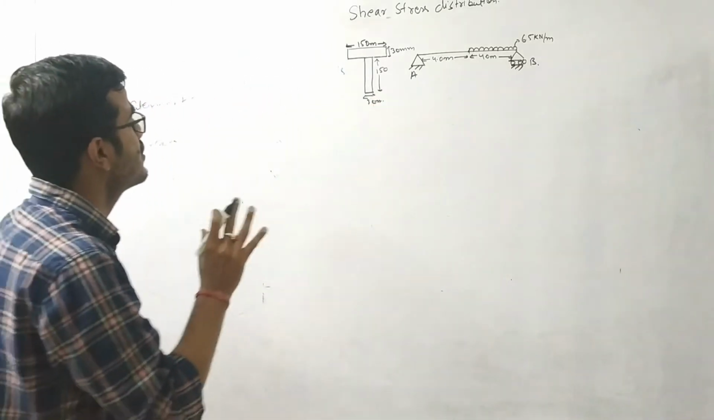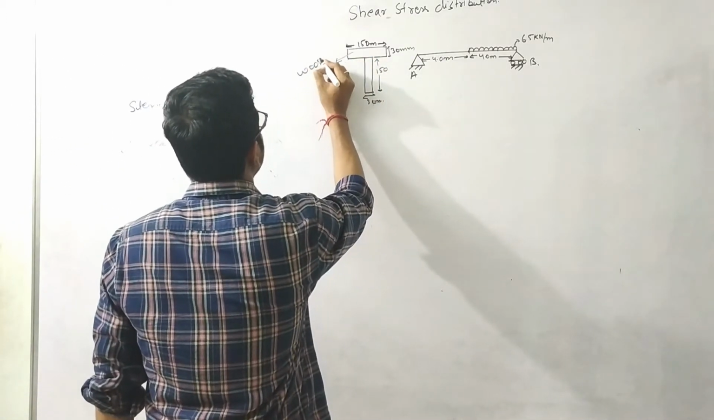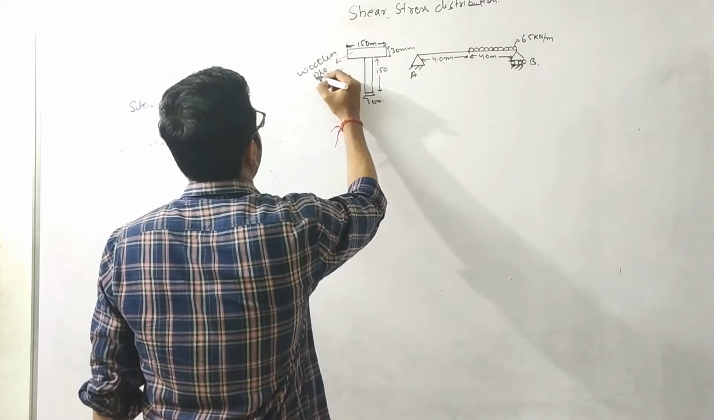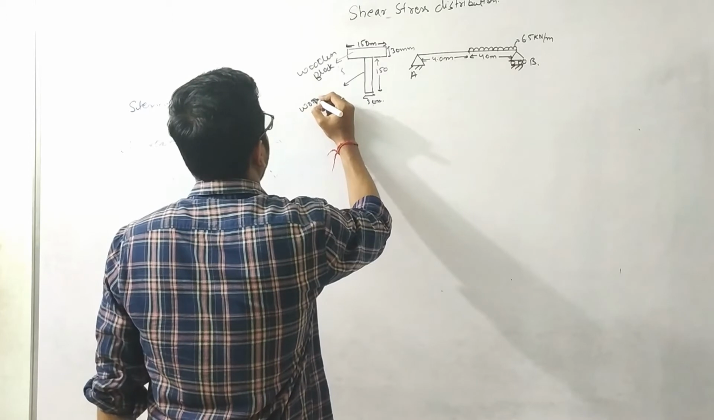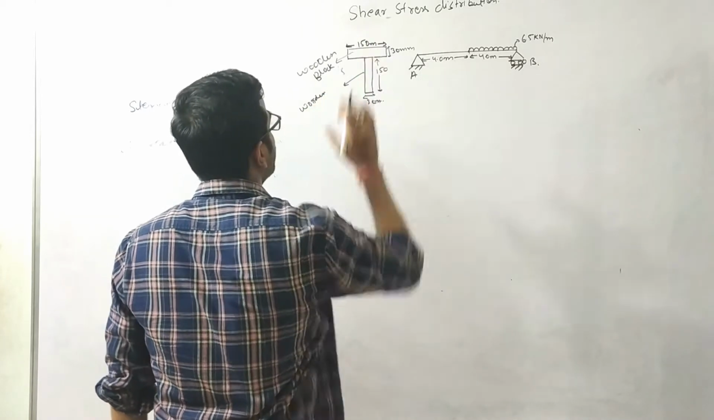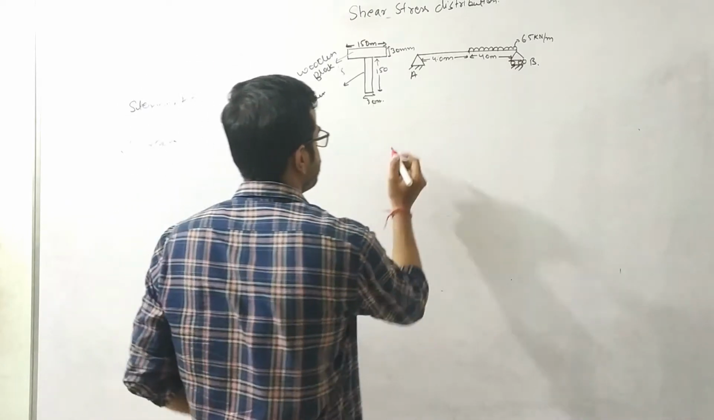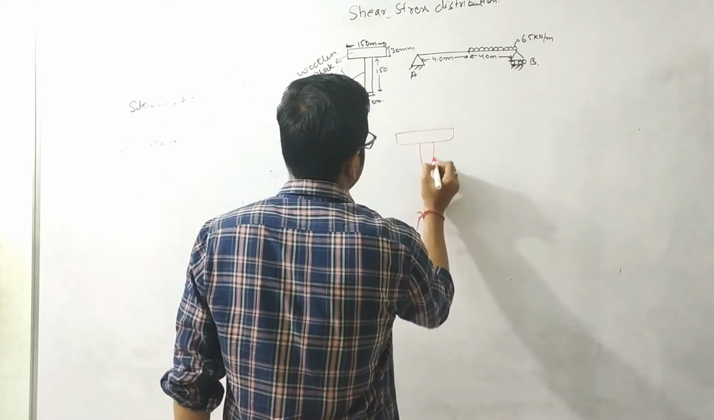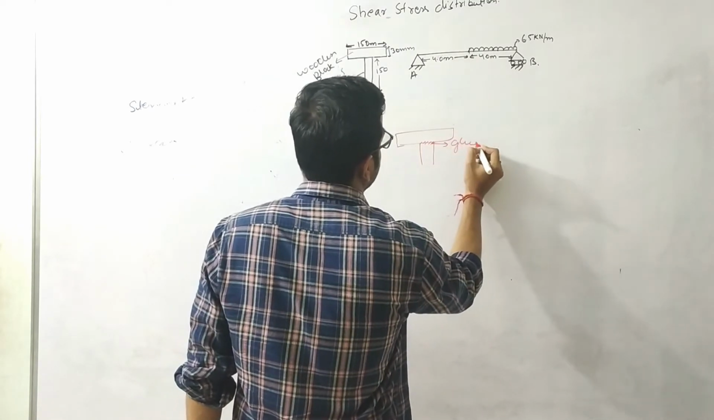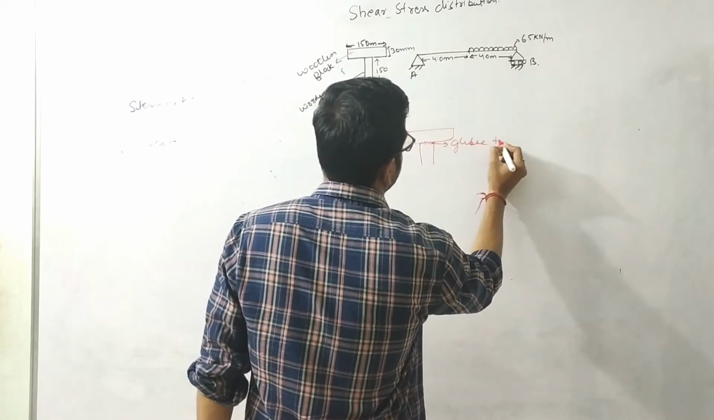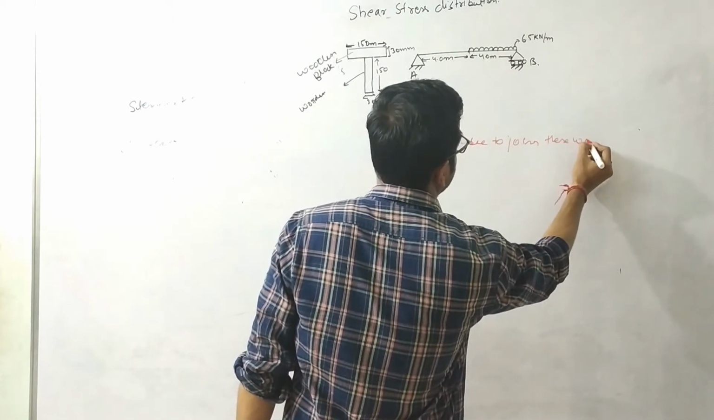And how I made the cross section of the beam is that these are two separate wooden blocks, and this is also a wooden block. So I joined the wooden blocks at this point. I'm using some glue over here to join these wooden blocks.